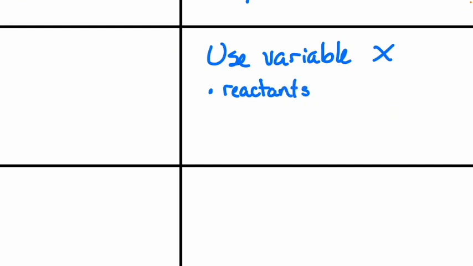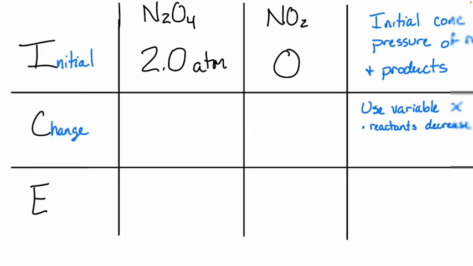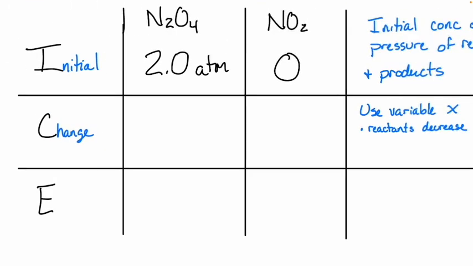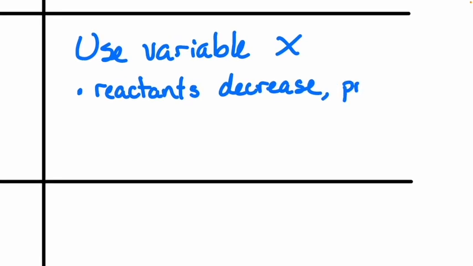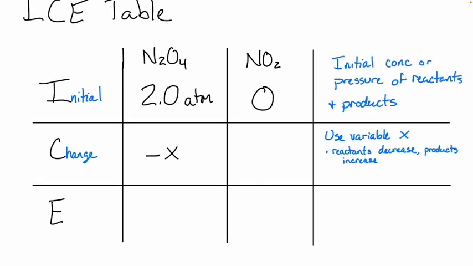So we're going to use this variable X. Reactants decrease. So in my change box for my reactant, I'm going to put negative X. And then for my products, do they increase or decrease? Products increase. So reactants decrease, whereas products increase. So in my product box for change, I'm going to put a plus X.